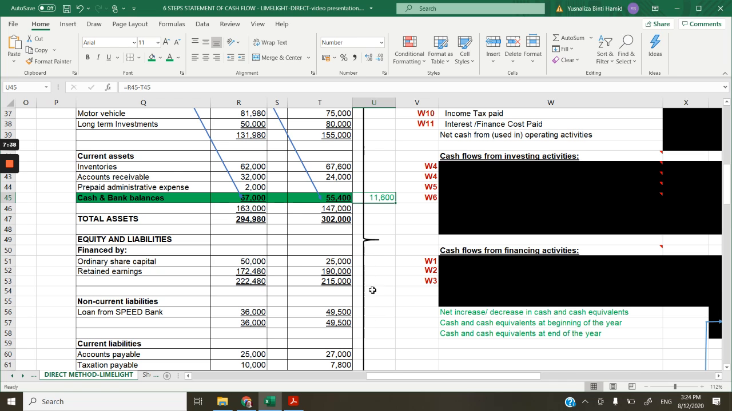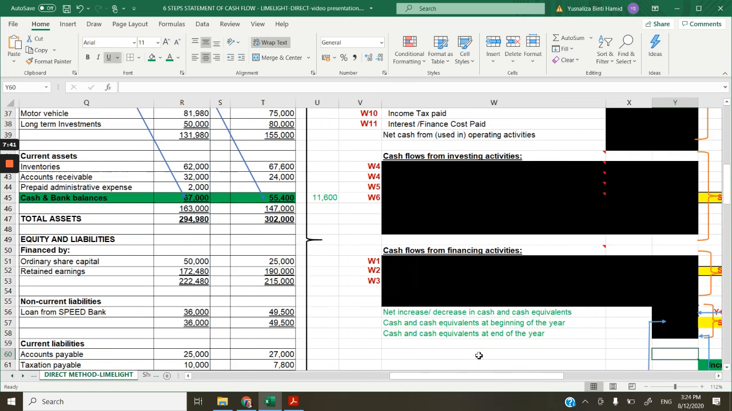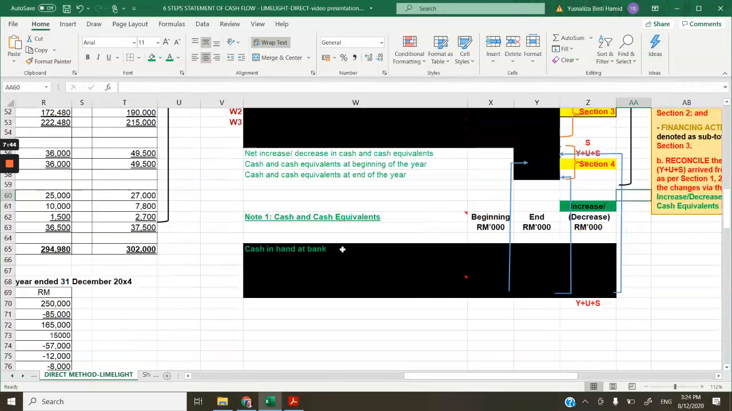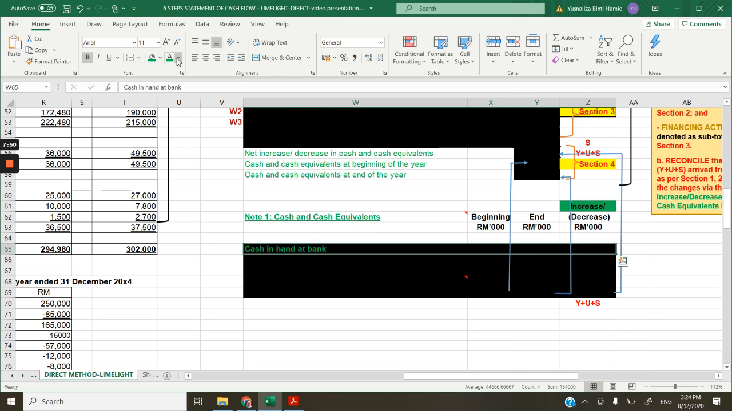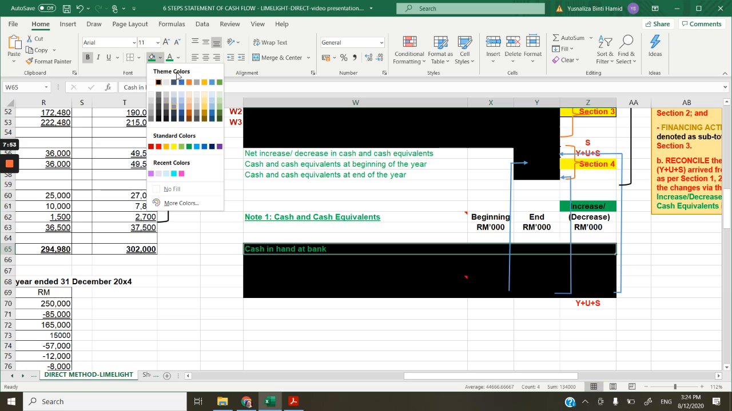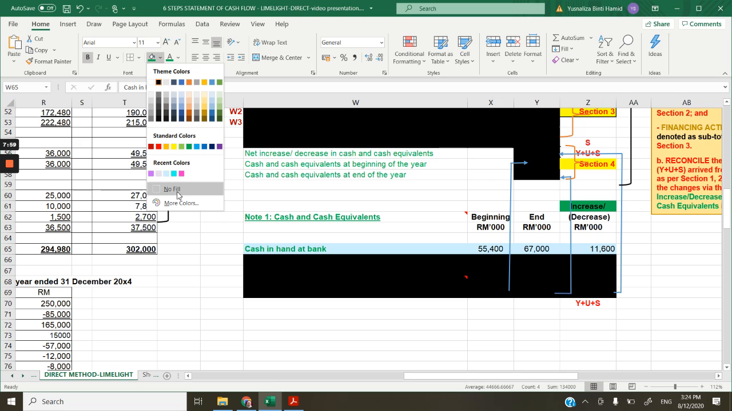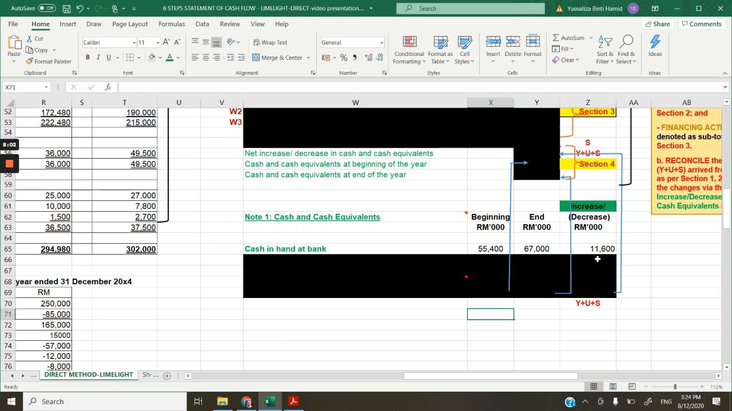If you have vice versa, the increase is a net decrease. So that figure will be transferred to the cash and cash equivalent here. So I will transfer it here, right? And therefore your cash and cash equivalent would be 11,600 for the increase, right? And then you have your 67,000, which is the ending balance, and the beginning balance, which is the opening balance, 55,400.